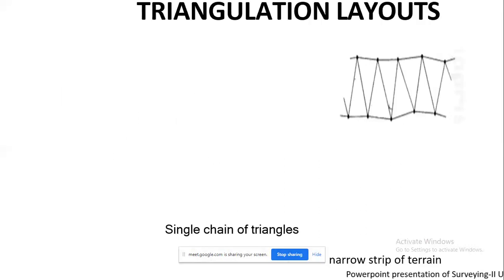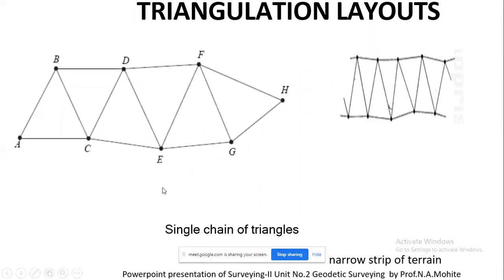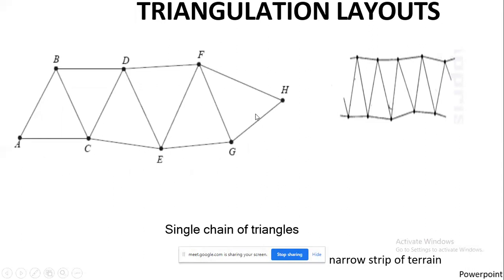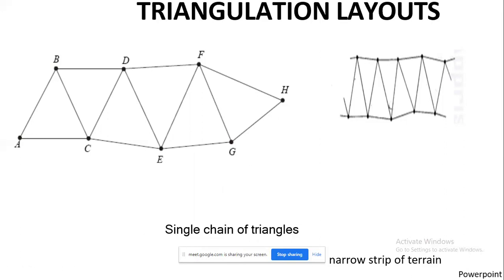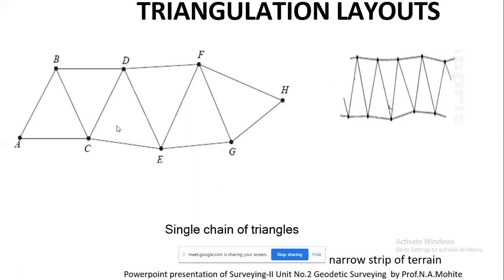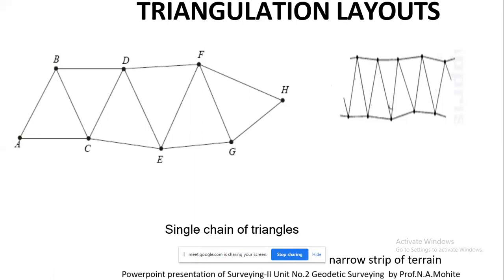So this is a single chain of triangles. You can see only a single chain is laid down here. This figure is used when a narrow strip of terrain is to be covered. Though the system is rapid and economical, it is not accurate for primary work, since the number of conditions to be fulfilled in the figure adjustments is relatively small, and it is not possible to carry the solution of triangles through the figures by two independent routes.